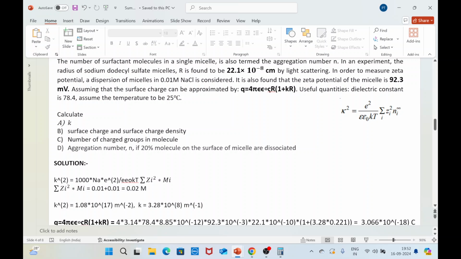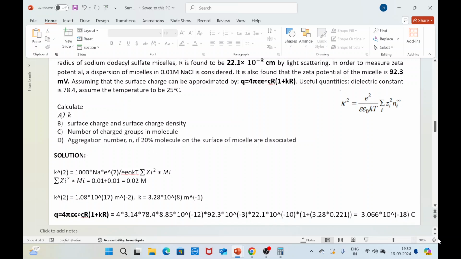So it is simple. It is because that 20% of the molecules, or you can say that 20% of the dissociated molecules, are only responsible for the surface charge that you calculated. The surface charge we have calculated as 3.066 times 10 power minus 18, right? So this surface charge comes from only the molecules that are dissociated from the surface of the micelle.